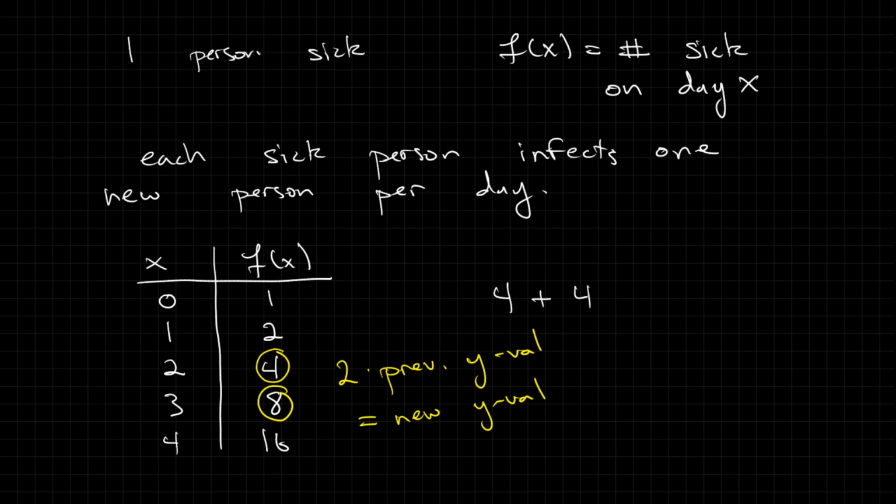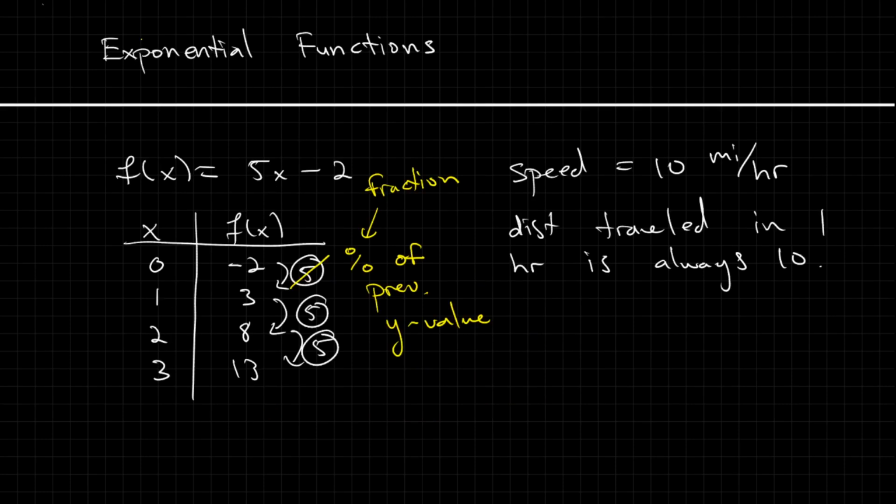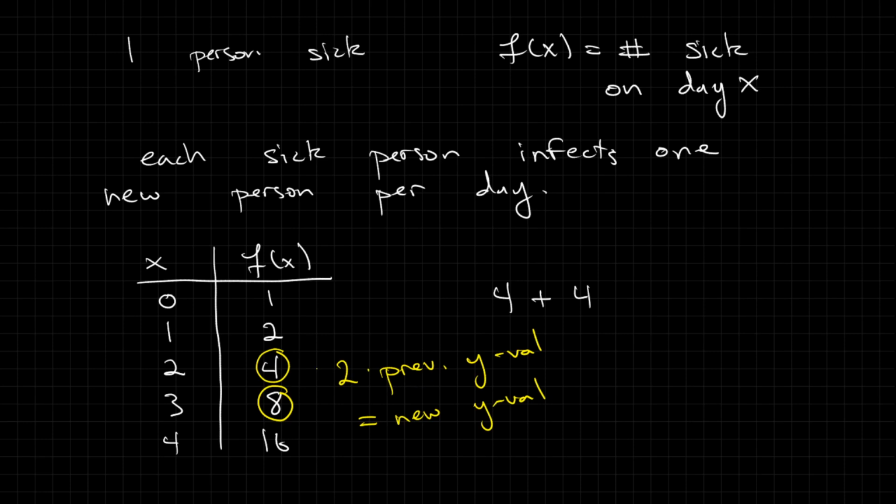And if we contrast that to what we had before, the difference between each y value was the same if you increased the x value by 1. Whereas here, the difference between each y value is not the same. The way that you get a new y value if you increase the x value by 1 is you have to multiply the previous y value by some number, and in this case it's 2. And if 2 was a different number, then we would have a different exponential function.